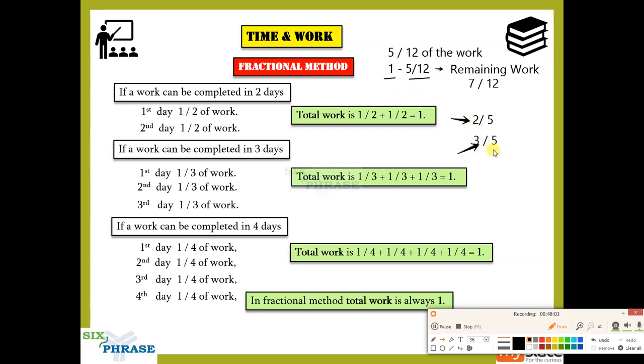Okay, but just a shortcut. This shortcut you can just apply it to get the remaining work. I'll give you one more example so that I don't want anybody to miss out on this. So let's say 7 by 15.